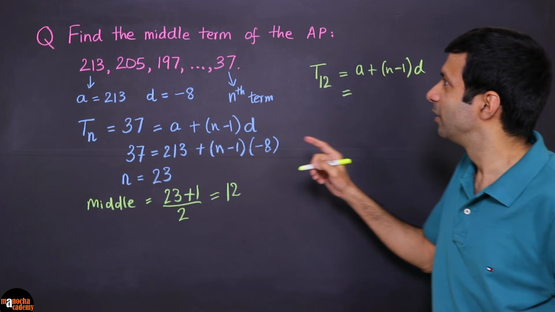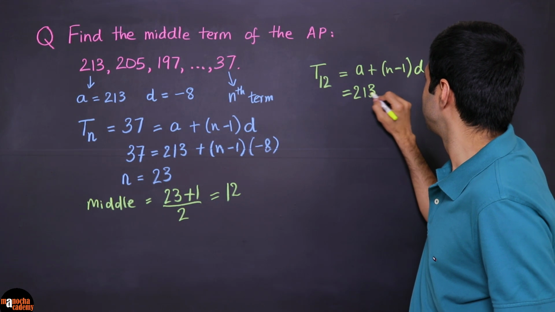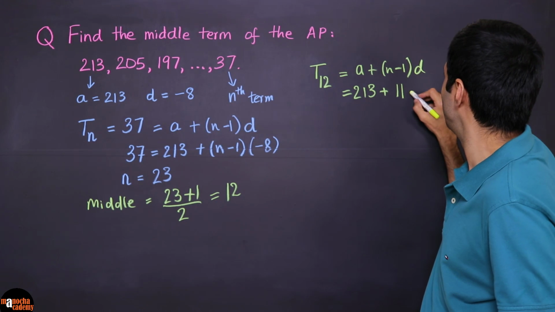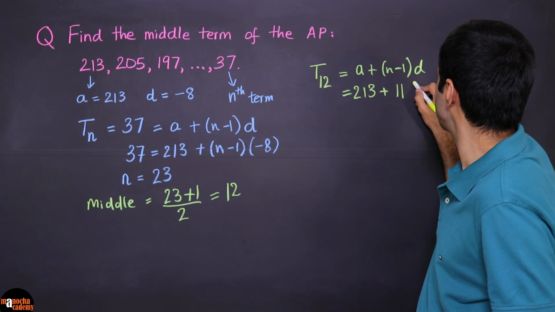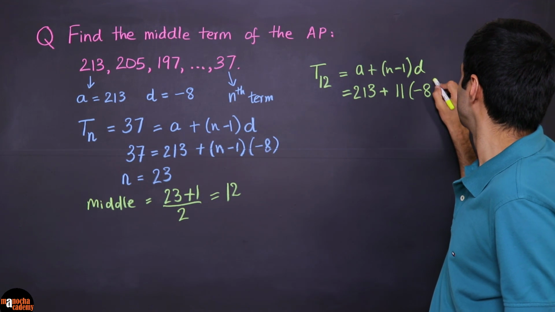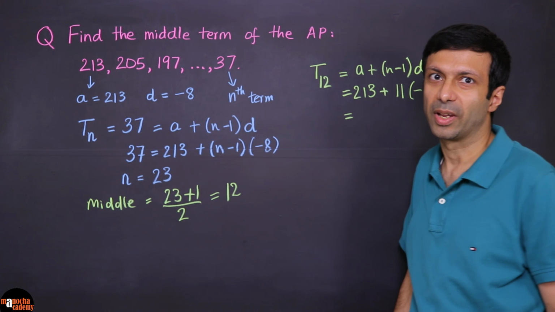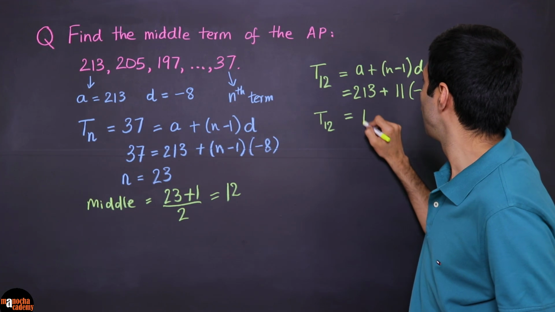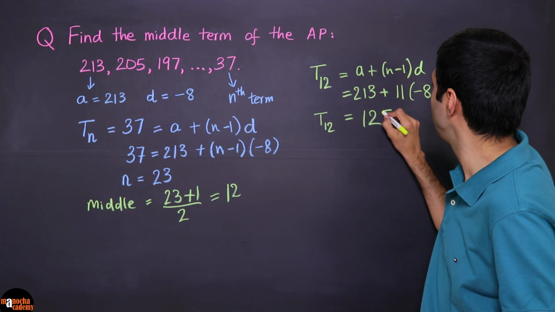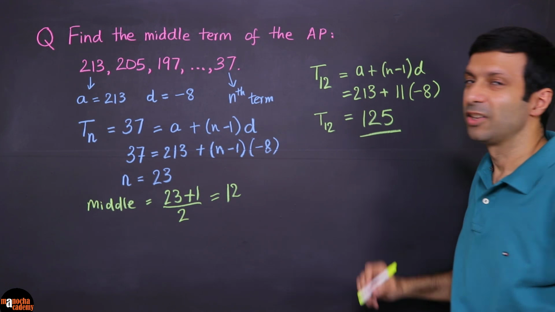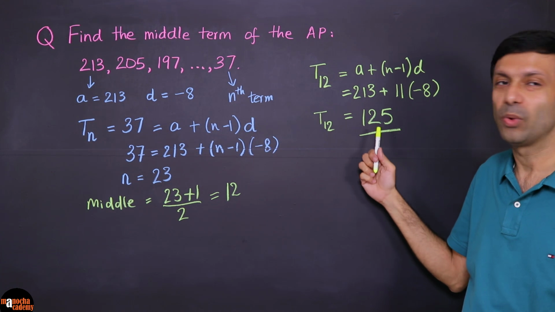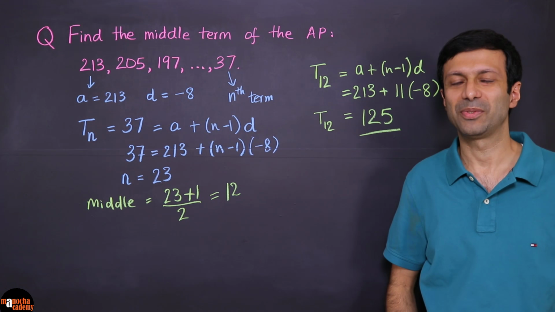So that's going to be 213, and n minus 1 is going to be 11 into d. The difference is minus 8. Okay, and if you solve this, you will get T12 as 125. So that's our final answer. We found the middle term T12 is 125.